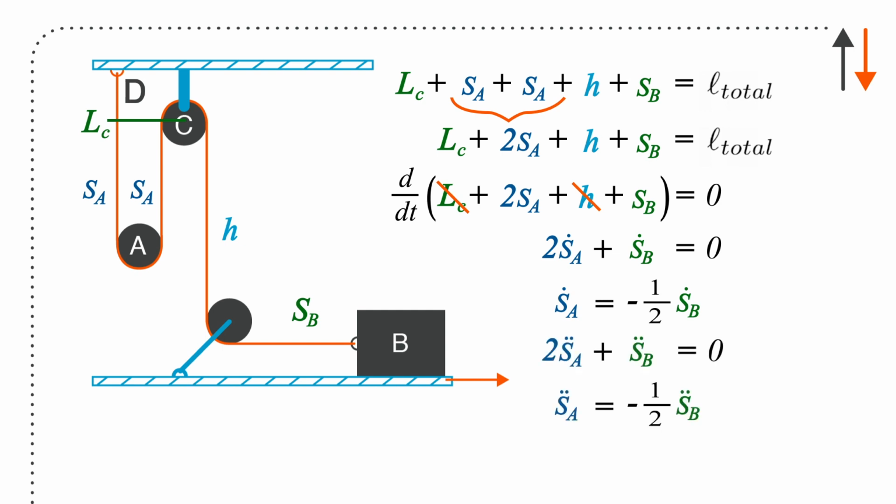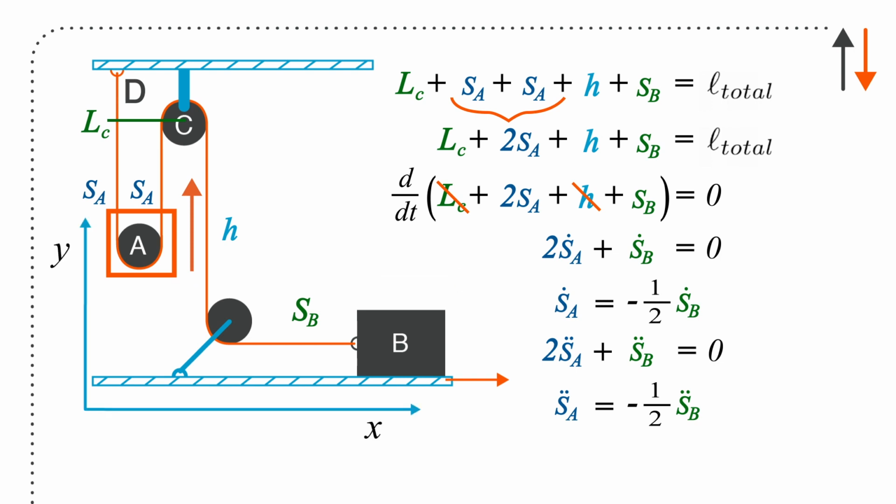SA double dot equals minus 1/2 SB double dot. So if B moves to the right, then what will happen is A moves up. And if I have a typical coordinate system, x, y, then mass A has moved upward in a positive direction, and that doesn't seem to make sense.